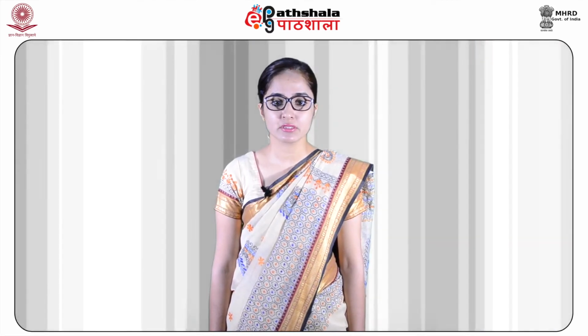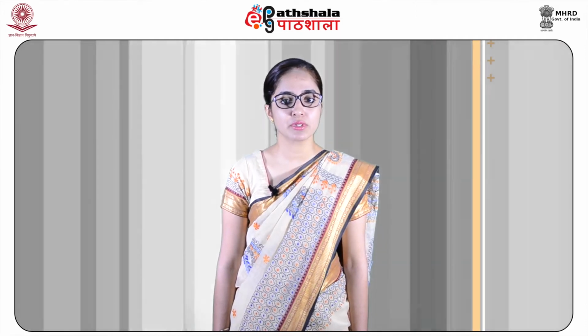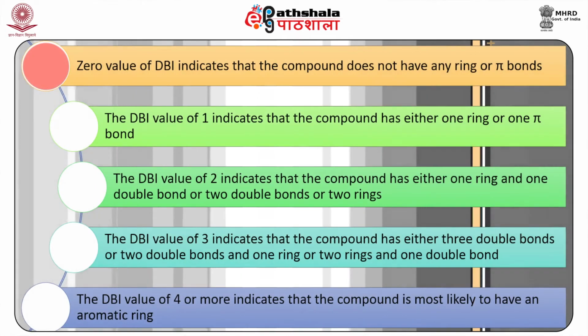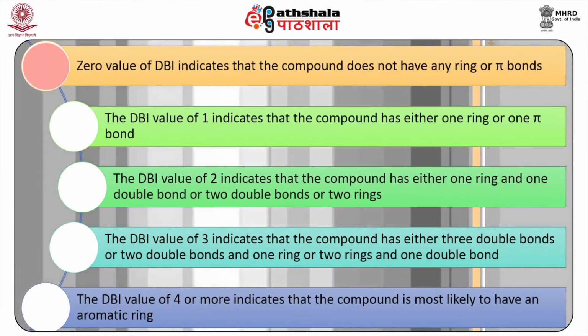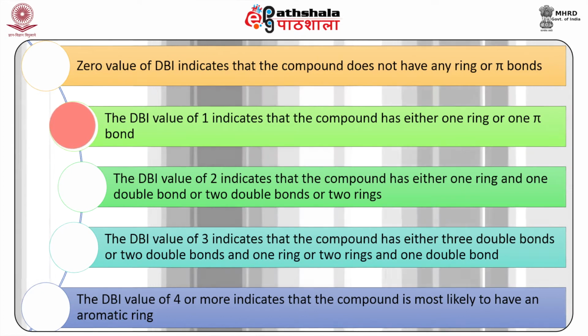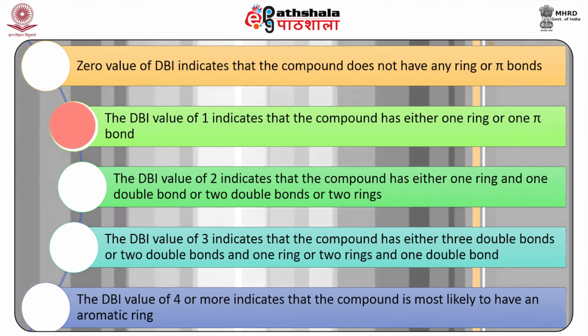Considering the first one, if the molecular formula is given, first determine the double bond equivalence of the compound, which can give important clues about the structure of the compound, whether the compound is acyclic, cyclic, saturated or unsaturated or aromatic. Zero value of DBE indicates that the compound does not have any ring or pi bonds. The DBE value of 1 indicates that the compound has either one ring or one pi bond.